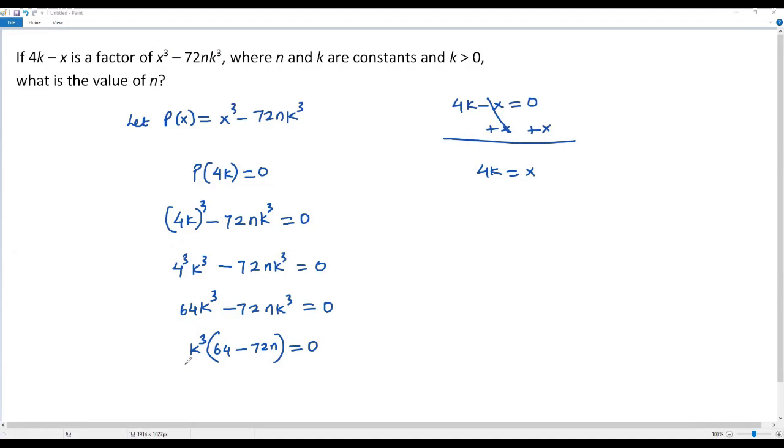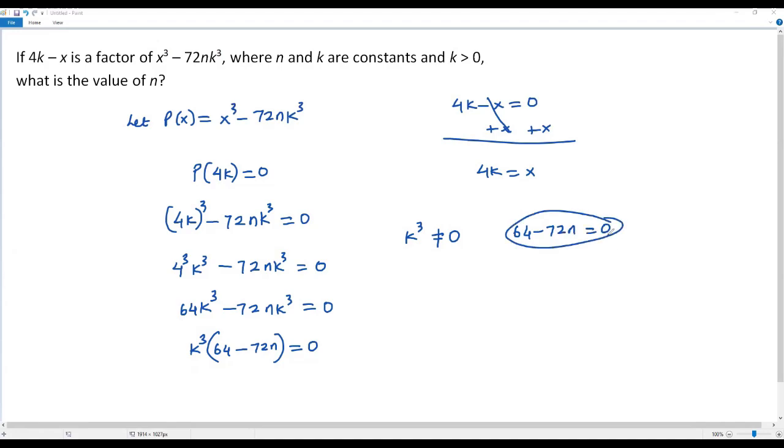Here the product of two quantities equals 0. So whenever the product of two quantities equals 0, one of them has to be 0. I am pretty sure this one will not be 0 because the question says k is greater than 0. When k is greater than 0, k is not equal to 0. When k is not equal to 0, then this k cube also will not be equal to 0. But I want this product to be equal to 0. And when k cube is not equal to 0, then this one must be 0. That is 64 negative 72n must be equal to 0.